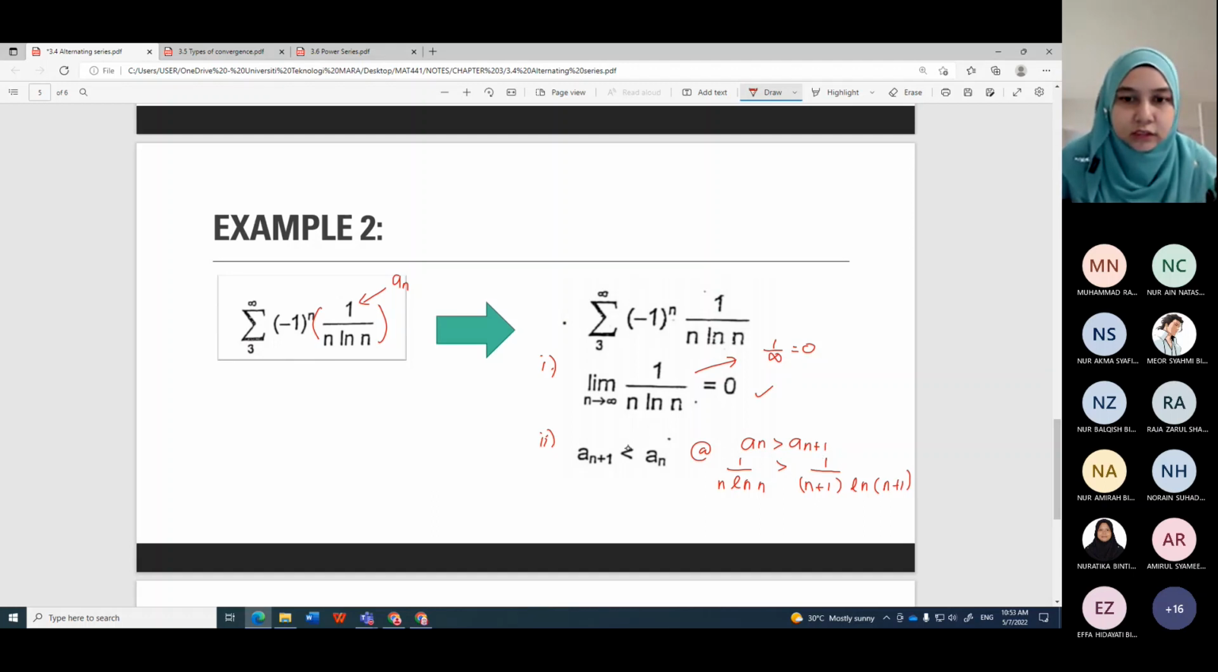Kita tunjukkan ya. Okay, then we substitute value of n. Kita tengok ni starting point n is equal to 3. So, kita substitute n is equal to 3 lah into this an and an plus 1. Okay, so kita masukkan 1 over 3 ln 3. Okay, is it greater than 1 over 4 ln 4?